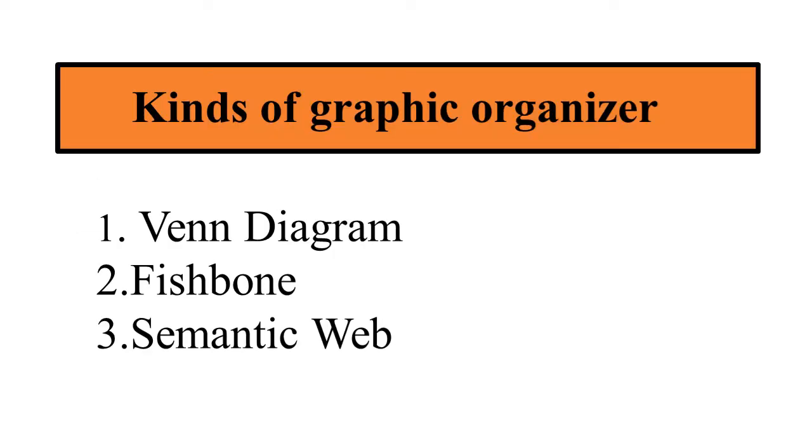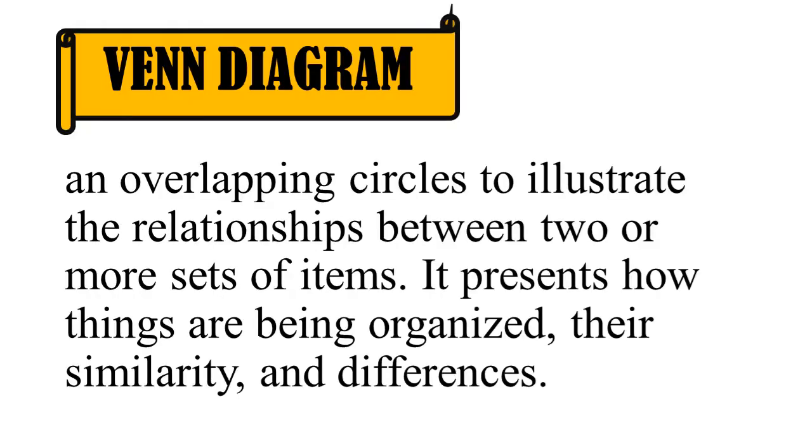Actually, there are kinds of graphic organizers. We have Venn diagram, fishbone, and semantic web. Now, let's find out first the Venn diagram. Venn diagram: overlapping circles to illustrate the relationships between two or more sets of items. It presents how things are organized, their similarities, and differences.